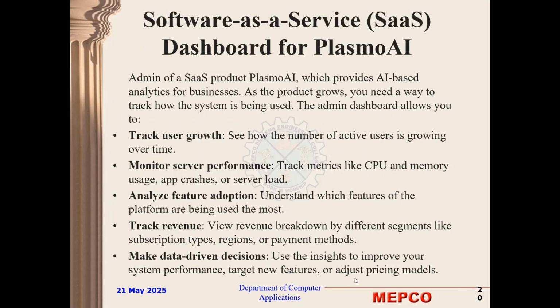SaaS. This is the dashboard for the Plasma AI. It will track the user growth. In that, we can see the number of active users is growing over time. To monitor server performance, it will track metrics like CPU, memory usage, app crashes, or server load. To analyze feature adoption, it will show which features of the platform are being used the most. To track revenue, it will show the revenue breakdown by different segments like subscription types, regions, or payment methods. Make data-driven decisions: use the insights to improve your system performance, target new features, or adjust pricing models.